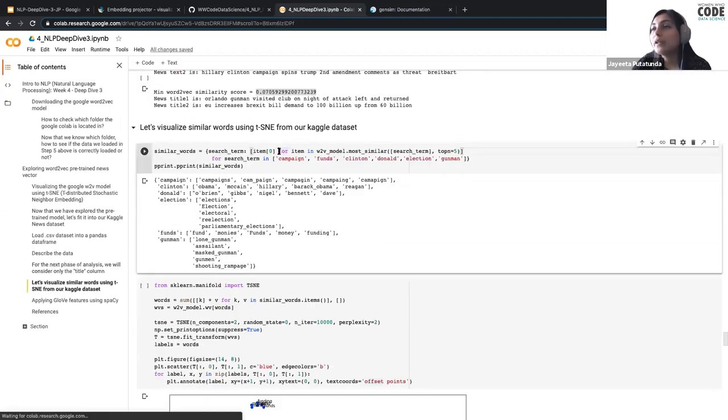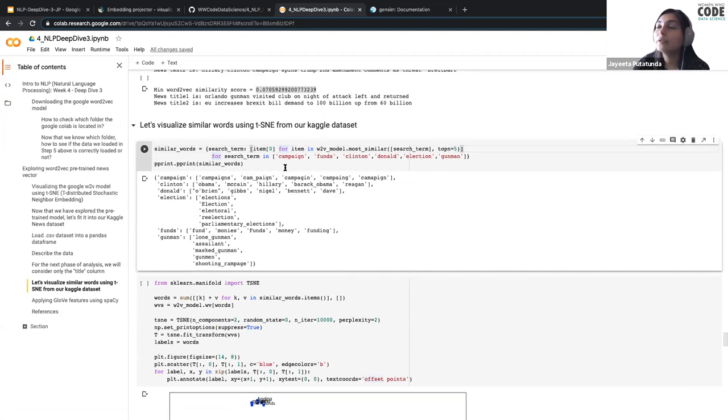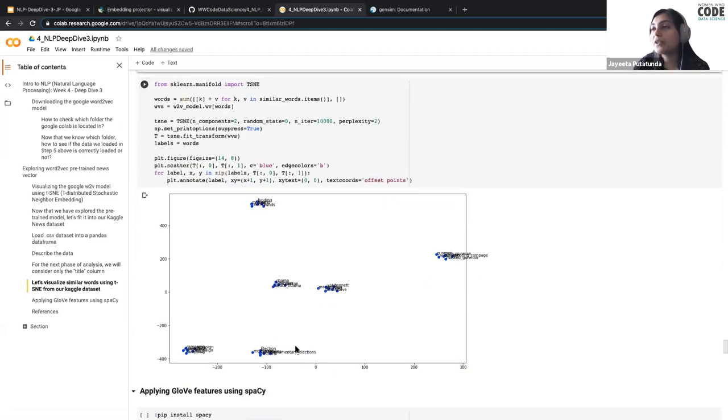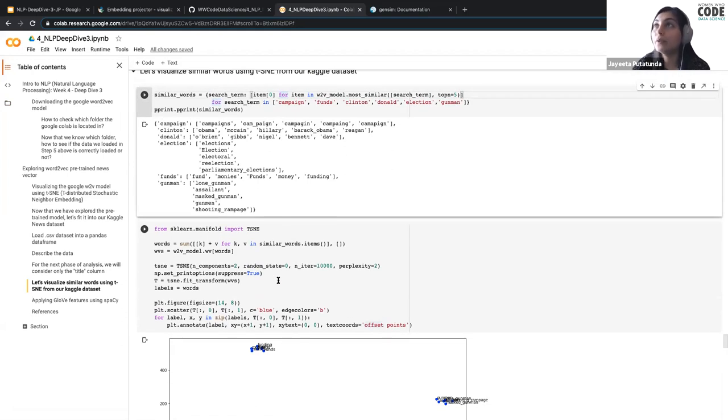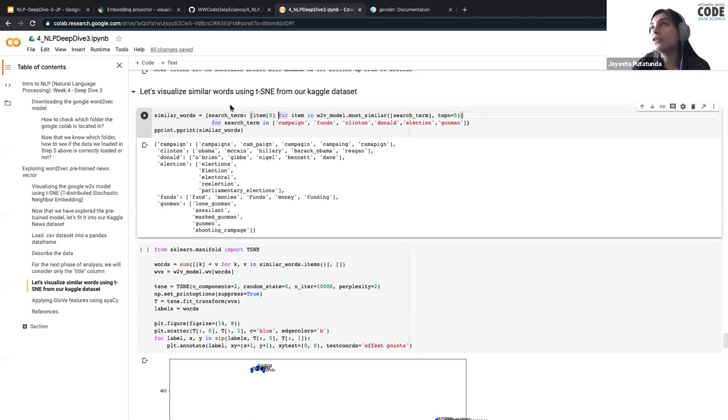Great. Another thing I wanted to highlight is the representation that we did for the words, how it looks utilizing our data and not only the data from the model itself. So let's visualize the similar words using the TSNE format from the Kaggle dataset that we downloaded. Here I'm creating a variable called similar words. What it is doing is calling the most similar words from that model, which is already our pre-trained model, and it's searching for the top five terms.